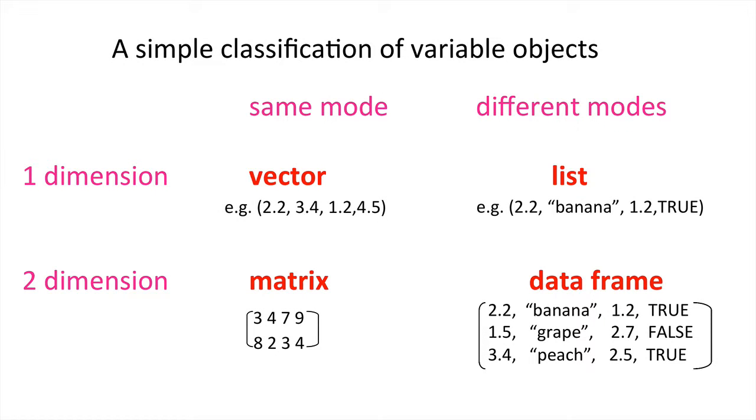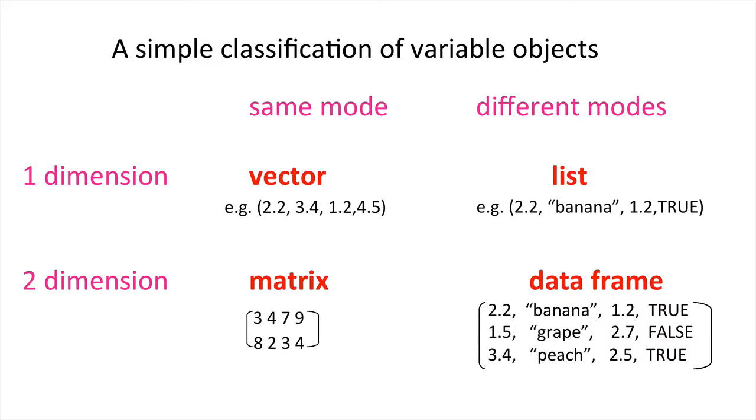Hello. Let us begin with a simple two-way classification of objects in R that we met earlier. Today I'd like to discuss lists and data frames. You remember that a list involves a range of elements all in a single dimension, and yet the elements can have different modes. For example, they can be numeric, character, or logical.